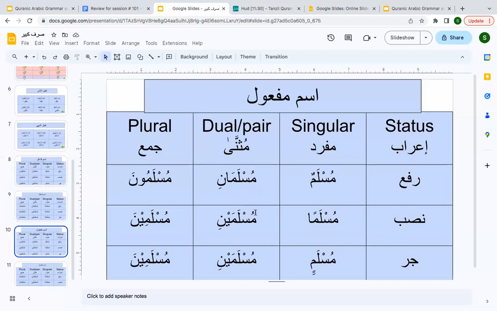Ism maf'ul, the same thing. Muslamun, Muslaman, Muslamin, Muslamani, Muslamaini, Muslamun, Muslamin.